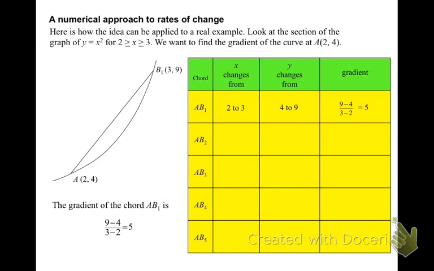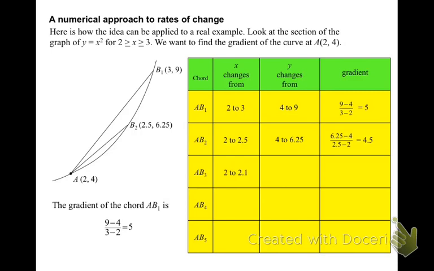So let's look at another line as we get a little bit closer to point A. So we'll go from 2 to 2.5 instead. Let's cut this distance in half. So we're going 2 to 2.5. Our y value, remember we're looking at y equals x squared, so we're going to square our x. 2.5 squared is 6.25. We're going to find the change there from 4 to 6.25, and our slope is 4.5.